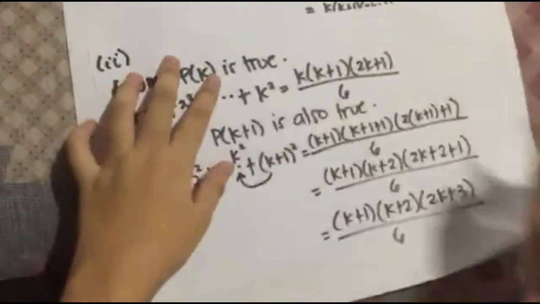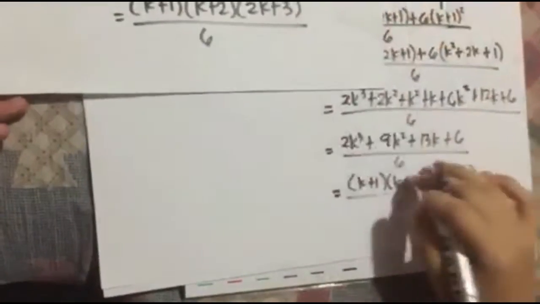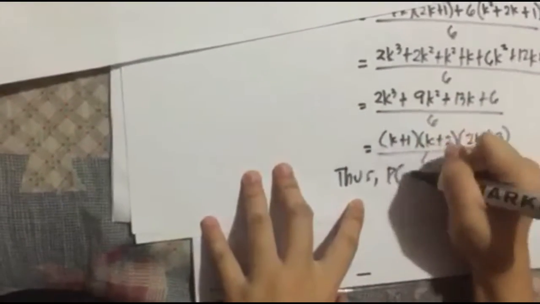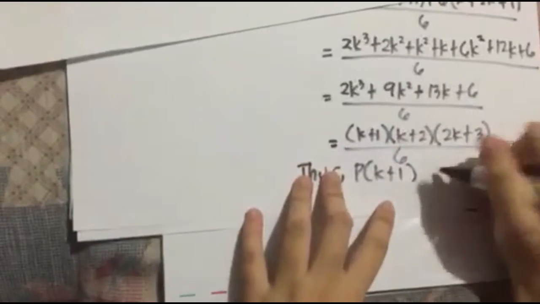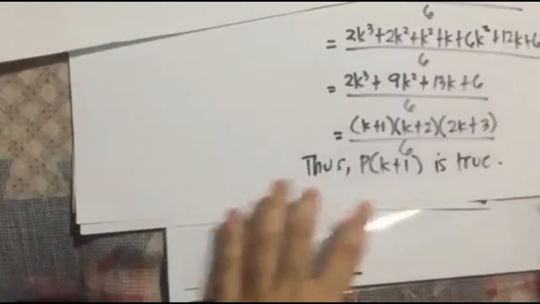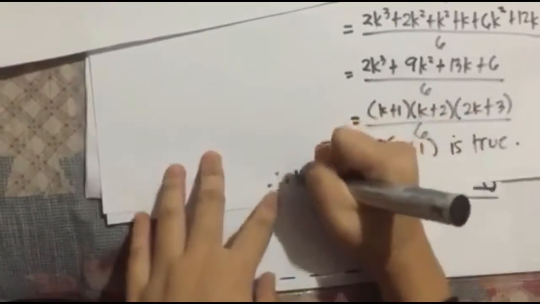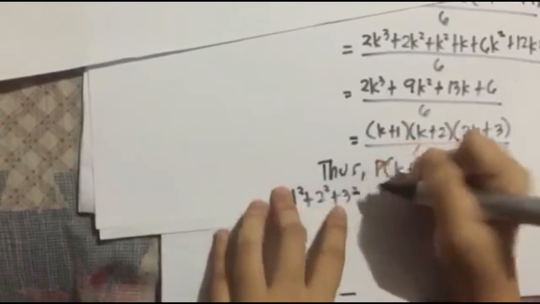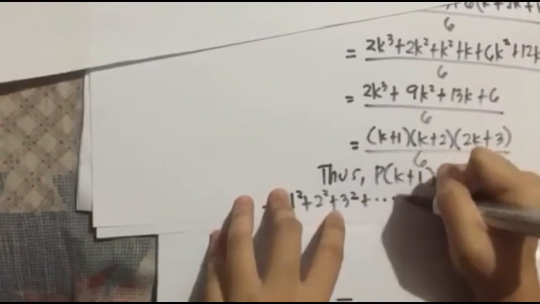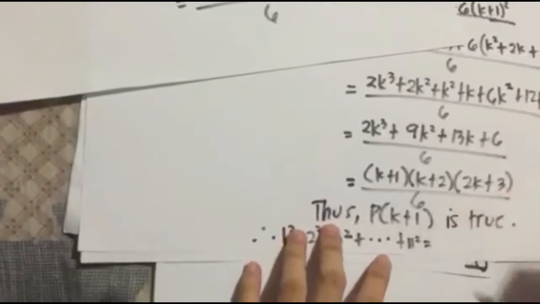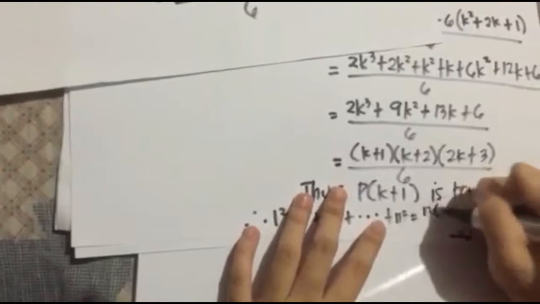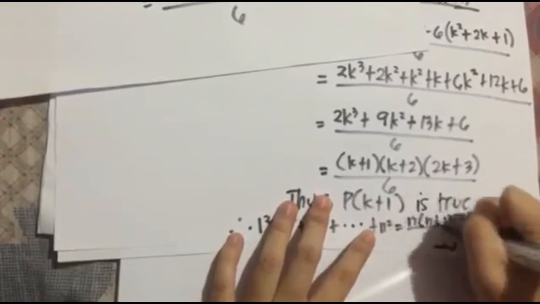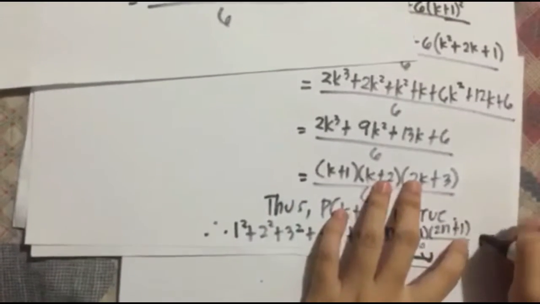The right hand side is the same, while the left hand side is also the same. So therefore, P of k plus 1 is true. Therefore, 1 squared plus 2 squared plus 3 squared plus ... plus n squared is equal to n times n plus 1 times 2n plus 1 over 6. End of proof.